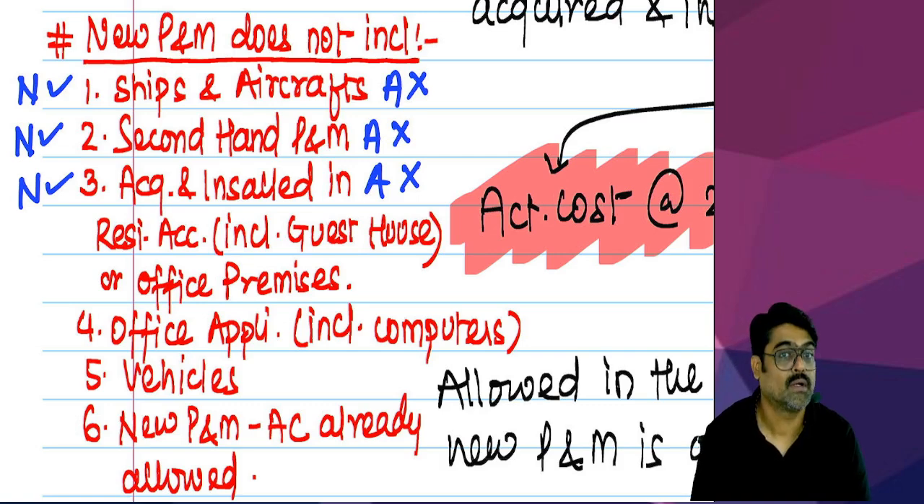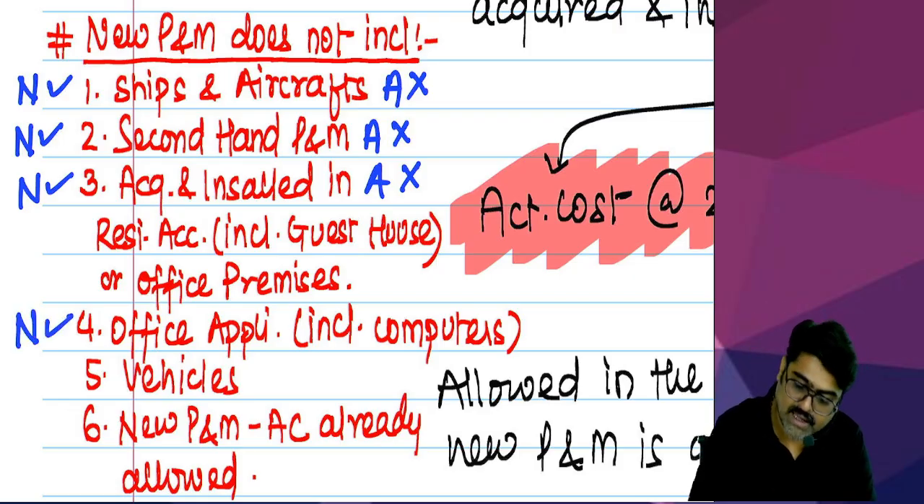Yes or no? Any office appliances also. What are the office appliances? Printers, fax machines, yes or no? Including computers. Even computers are treated as office appliances. Can I claim normal depreciation on them? Yes, but I cannot claim additional depreciation.